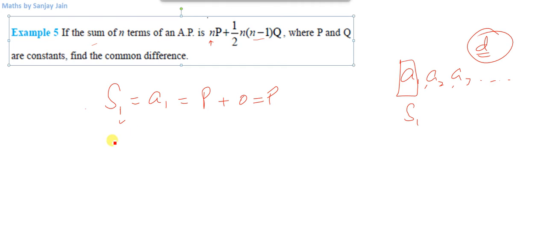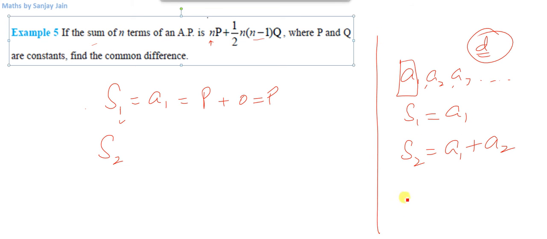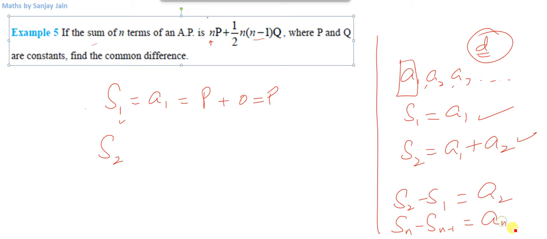And what about s2, that is sum of two terms? When I say s2, that means sum of two terms from the beginning, that means a1 plus a2, right? s1 was a1, and what will be s2 minus s1? It will be a2, right? If you subtract this from this, you will get a2. Otherwise you should be comfortable with this formula also, because we discussed it in the introduction, that Sn minus S of n minus 1 is equal to An.